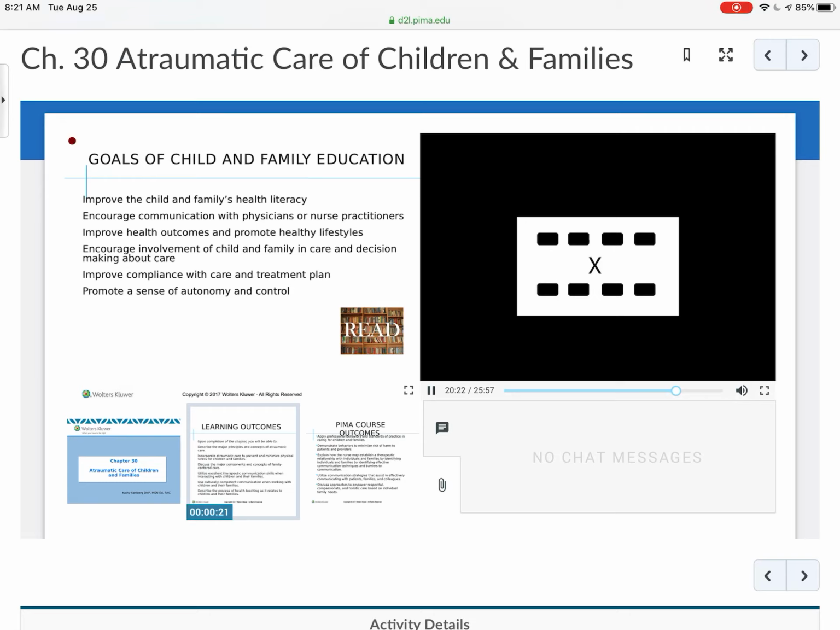So the goals are to improve family literacy that I talked about, communication, and health outcomes, so promoting healthy lifestyles. This comes into play sometimes when we have kids with asthma who come into the hospital with an asthma exacerbation and the parents still smoke. So that's really a problem, and we have to do a lot of education there.